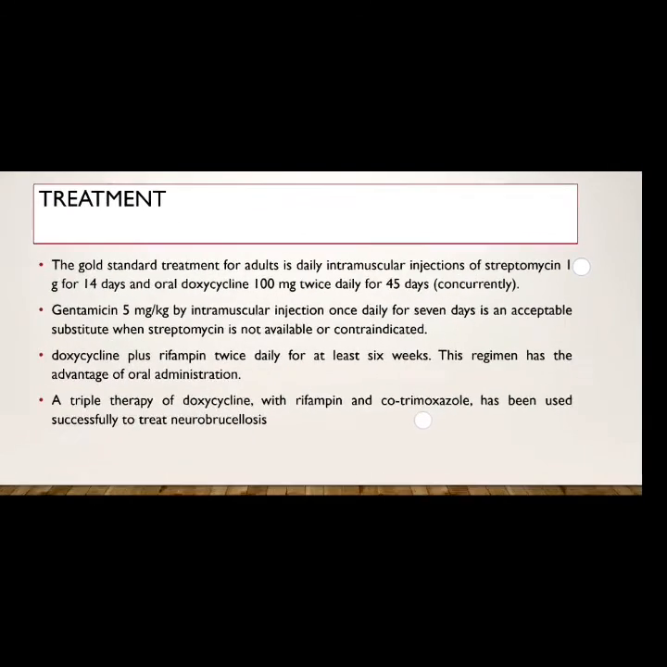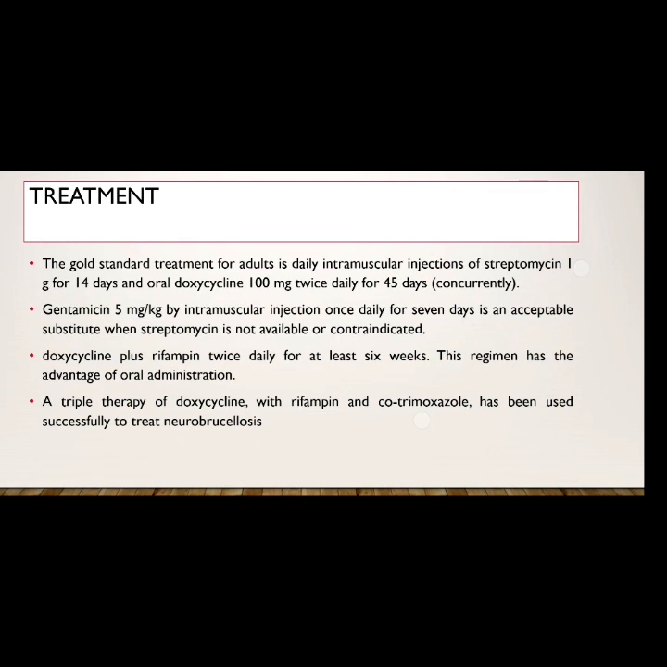Now, the patient has a history with suspicion of Malta fever and clinical examination also, then diagnosed by isolation of the microorganism or by serological test. What is the best treatment? The gold standard treatment for this infection is daily intramuscular injection of streptomycin, 1 gram for 14 days, and oral doxycycline, 100 milligrams twice daily for 45 days, used concurrently.